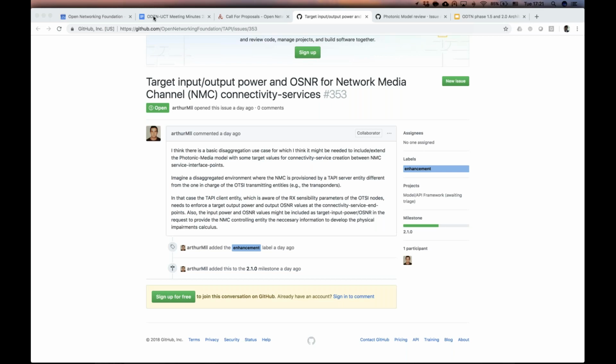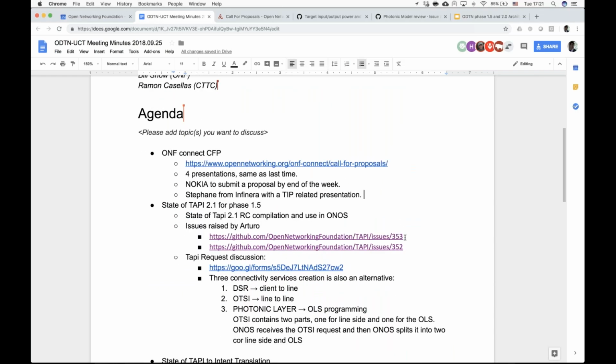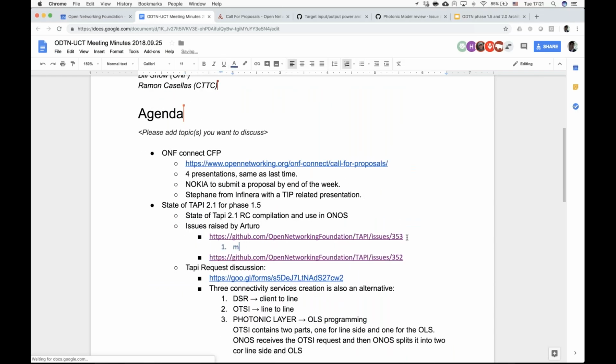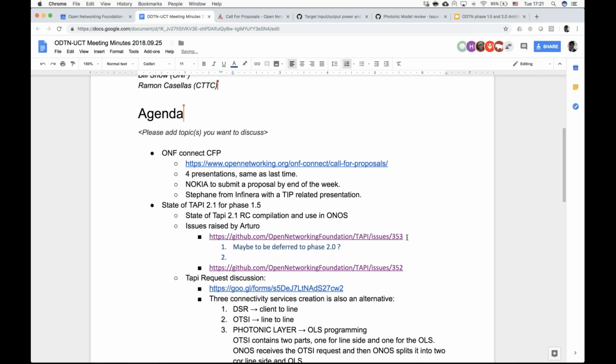Absolutely. My concern is, okay, I mean, maybe it can be too soon to, let's say, make this valid for a long haul transmission, but I was thinking that it was maybe worth exploring the possibility to include these constraints already in the TAPI model for this release. And okay, maybe we will not use it right now in the ODTN in phase 1.5, but this is something that for sure will be needed in the future.